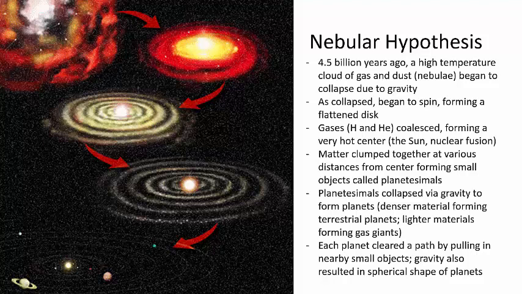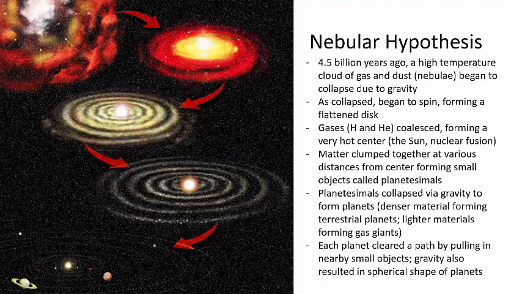But then further out from the center, matter clumped together in various sort of rings, or at various distances from the center, and eventually coalesced to form what are called planetesimals, essentially big chunks of matter. The planetesimals collapse via gravity to form planets at these various distances from the center. The denser materials formed the terrestrial planets near the center of the rotating disk, and the lighter materials moved out towards the far reaches of this spinning disk, forming the gas giant planets.